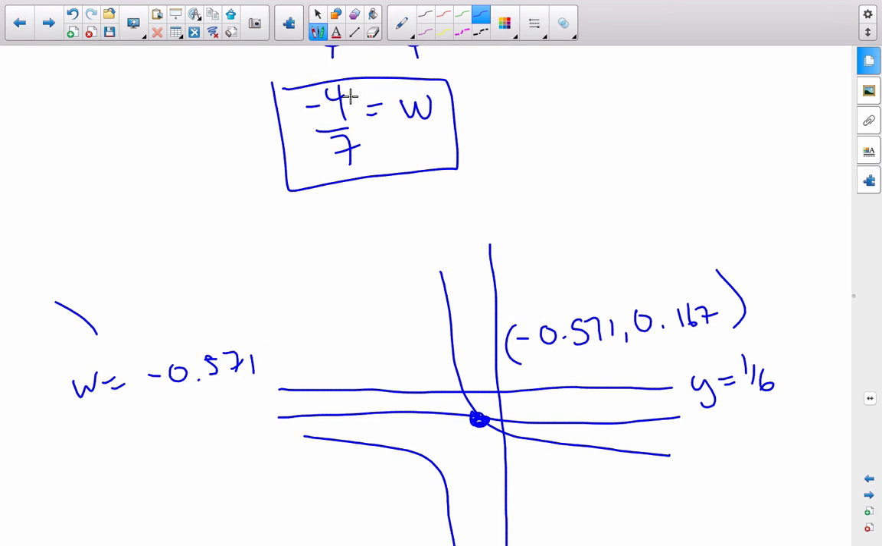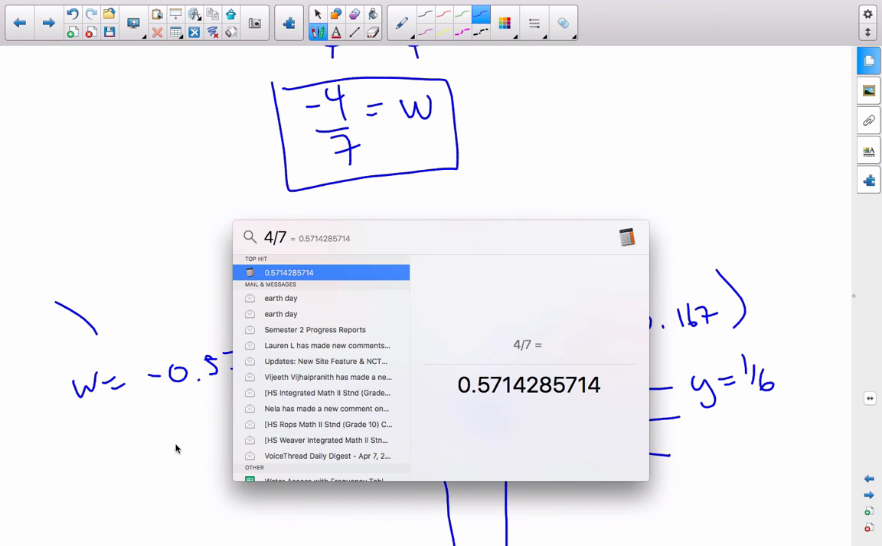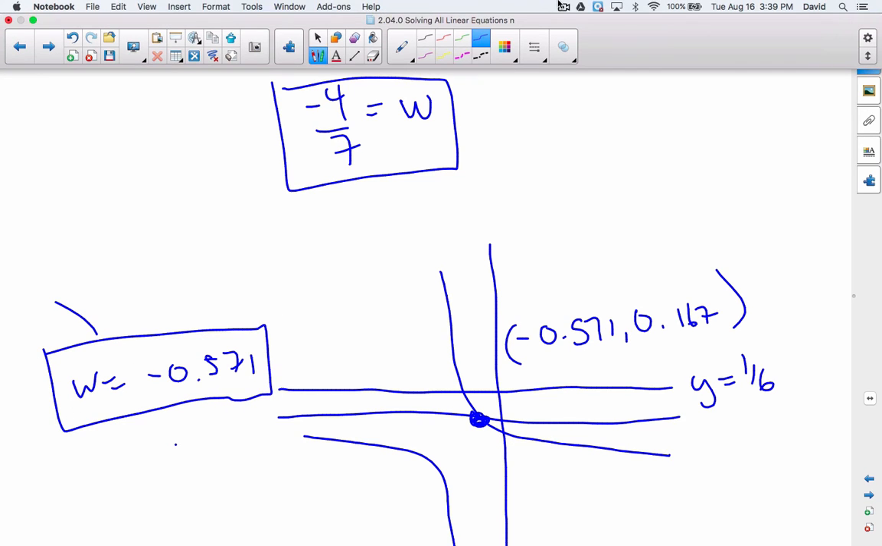If I do some estimating, 4/7 is just a little bit over a half. All right, yeah. Because 3.5 is a half. This is just a little bit over a half. But since I got my handy calculator here, I can go 4 divided by 7. And indeed, it's 0.571 with the negative. We are good to go. Super. See you in class tomorrow.